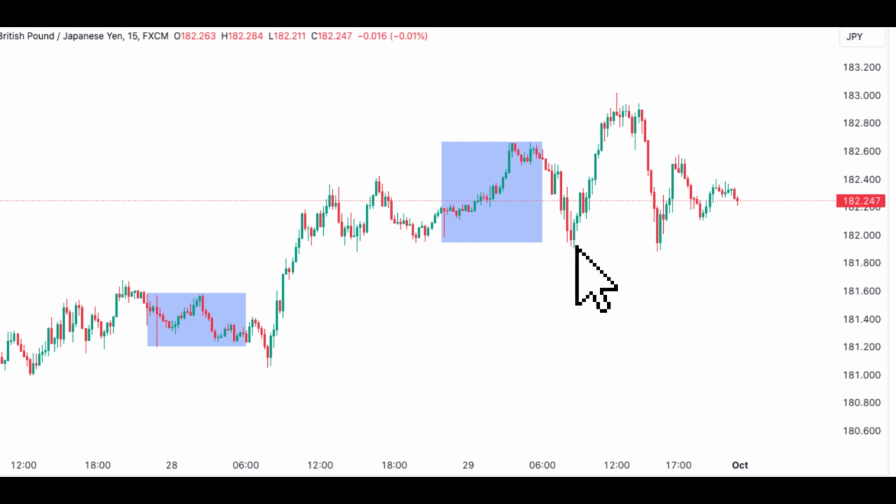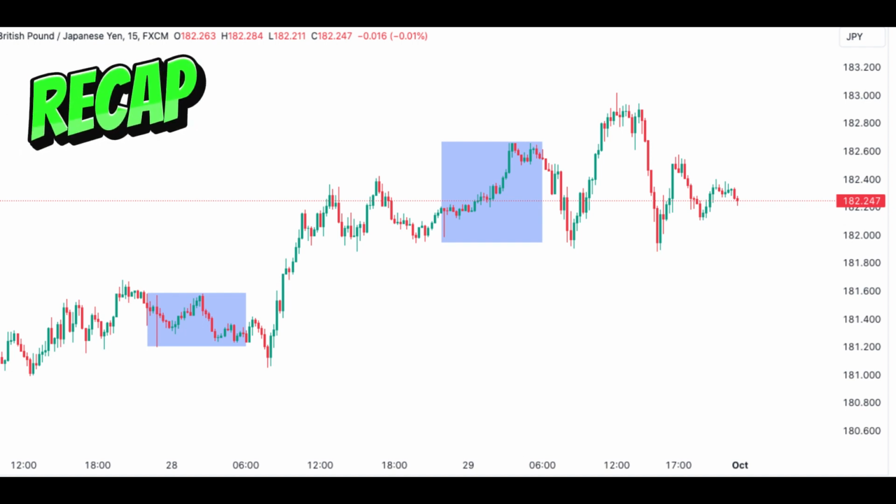Another one here, price took out this box area to the low. The minute that happens, you know that price was going to go up, and so you enter right after this bullish engulfing candlestick and ride all the way up. Your stop loss just below this candlestick. This has to be done on the M15 time frame.